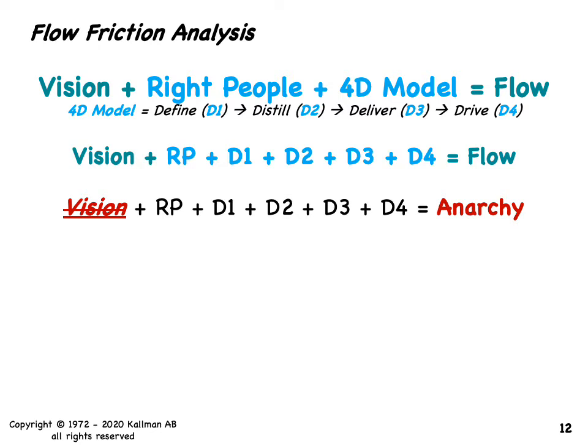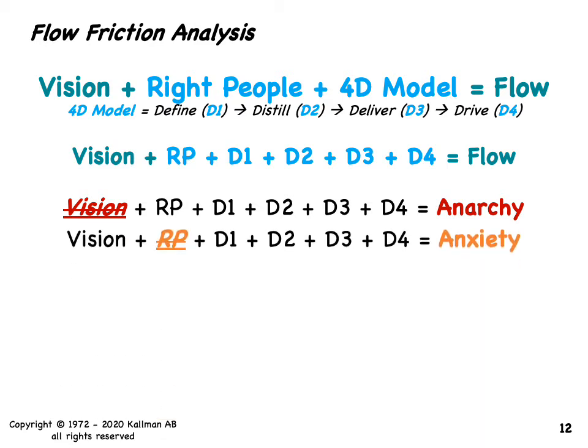So if you walk into a team or a situation and you feel that there's anarchy there, 9 times out of 10, it's going to be because there is no vision or compelling vision that the team can align with so that they can actually get their work done.